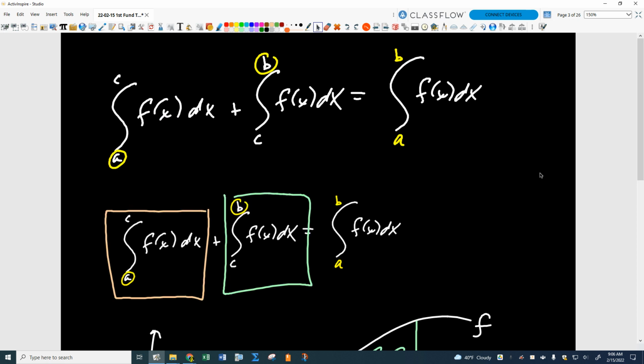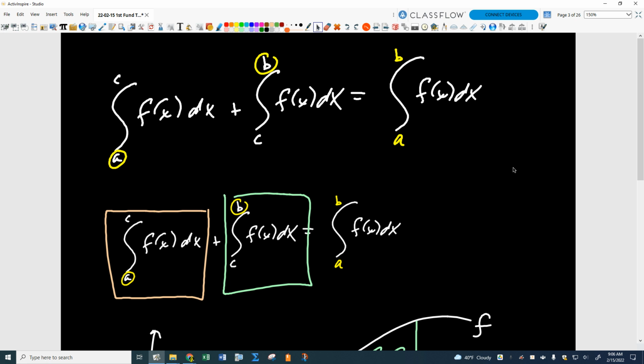Okay, what about this one? So what's this saying? This is saying that if we were to add two integrals up, so the integral of f of x from a to c plus the integral of f of x from c to b, does it make sense that that's equal to the integral of f of x from a to b?